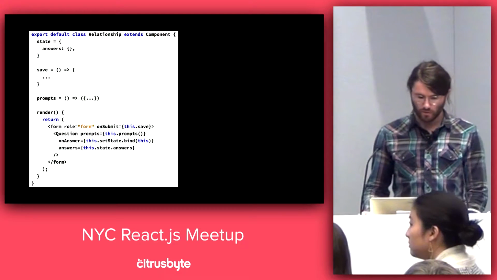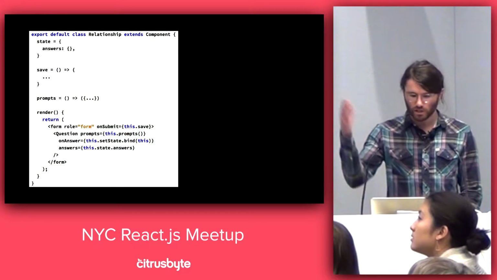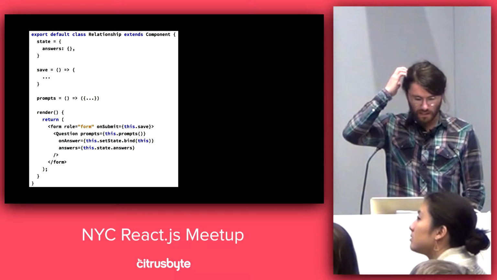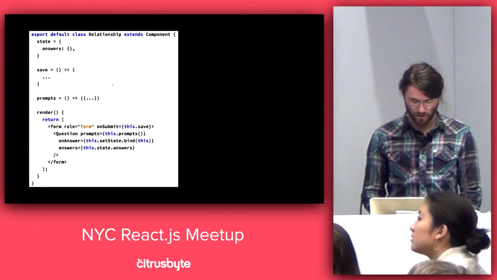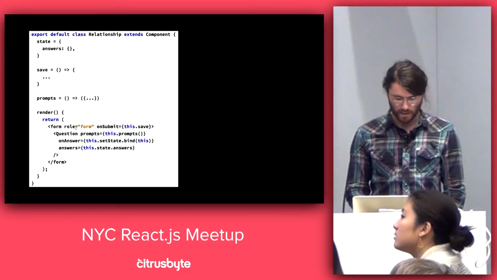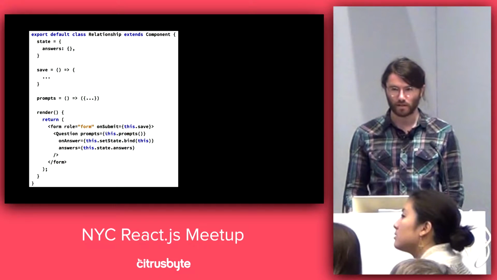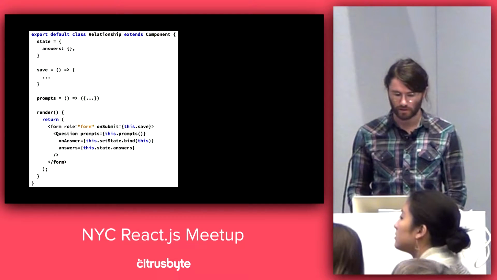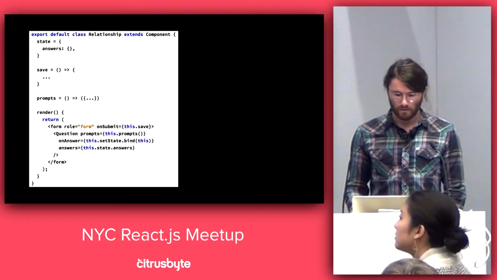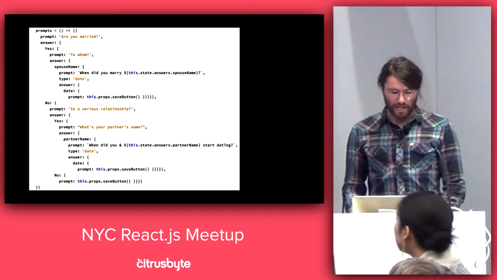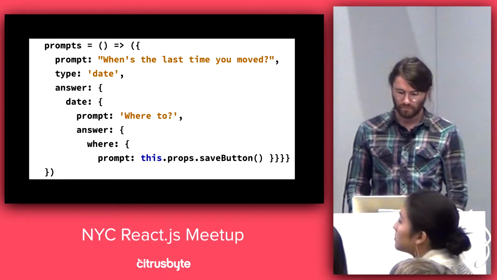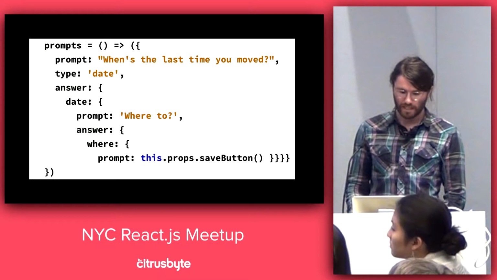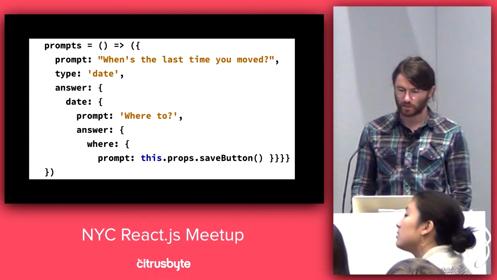It works. So going back to the relationship question, this is all it has to look like. We have our prompts here, and then we pass it all into this Question component. We just saw basically all of Question. I left out a few very small pieces. And we're able to have that, or we're able to have that. When's the last time you moved? Type date. And when they answer, we ask where to.